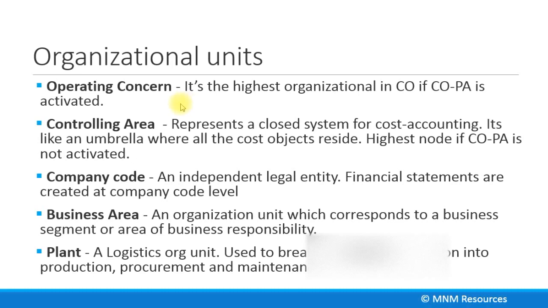So in that case, if you're not activating COPA, then the controlling area becomes the highest node in the SAP CO module. And controlling area is a must, so it's a mandatory configuration in the SAP CO module, and it represents a closed system for cost accounting. I like to think of it like an umbrella where all the cost objects are under the controlling area.